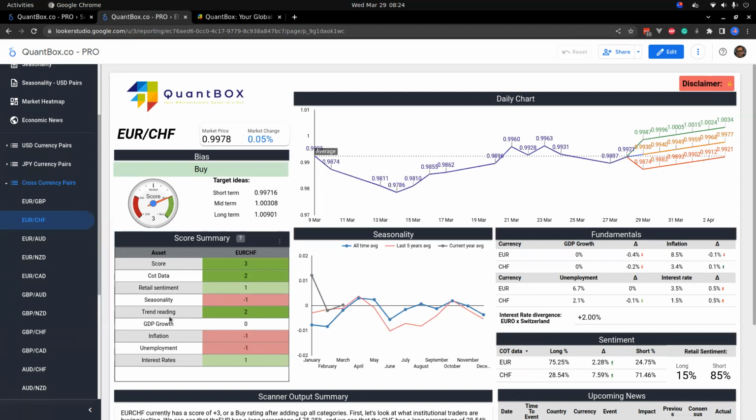And what you could be doing is paying attention to whether COT data is leading a change in fundamental data, or fundamental data is leading a change in COT data. In the meantime, can you continue to buy Euro Swissy, or can you buy Euro Swissy?